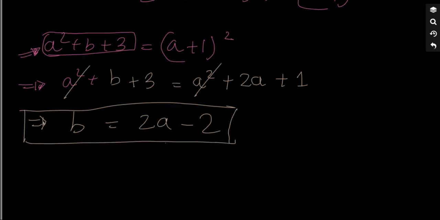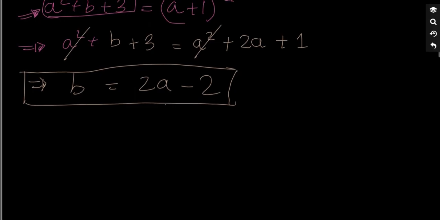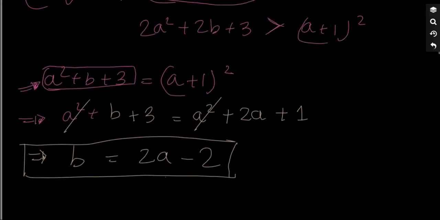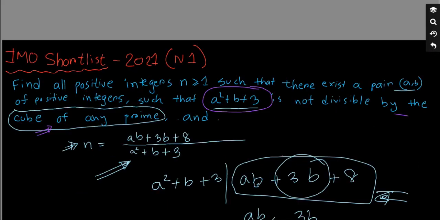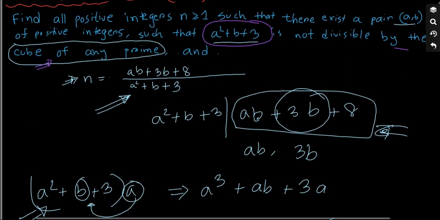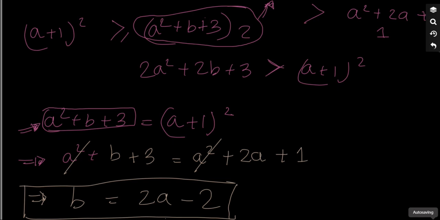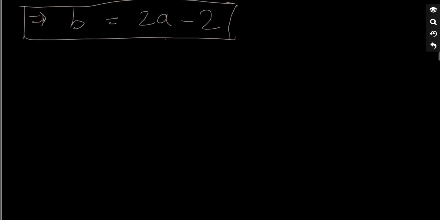Now, what's our next term? What's the thing we should do right now at this point? That's actually very easy. Just put the value of b in this nice equation. Why? Because I can write b in terms of a. We are going to simplify this more.